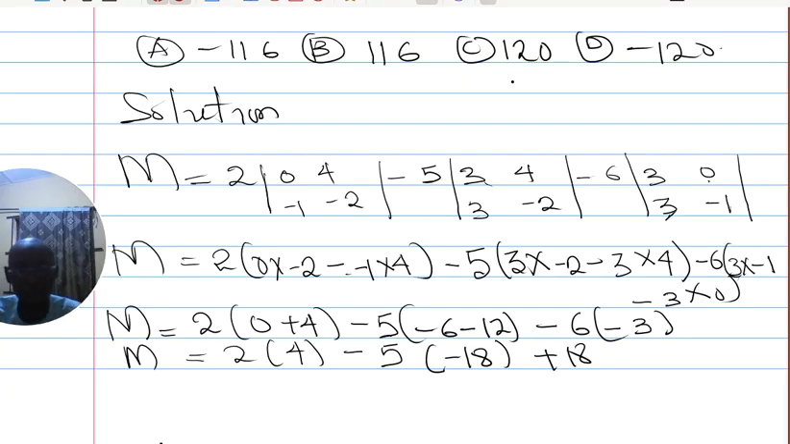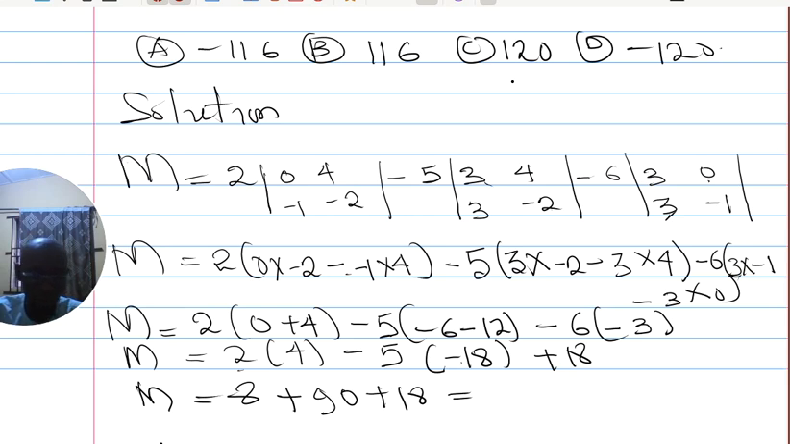Here 2 times 4 is 8. Then plus 5 times 18, which is 90. Let me add everything together: 8 plus 90 plus 18. The final answer is 116. You can see that my option is B.